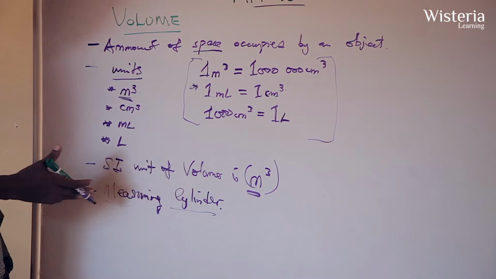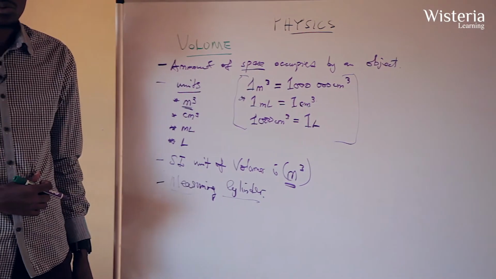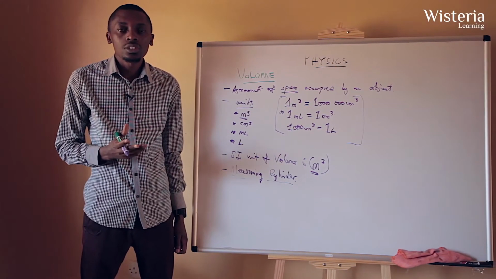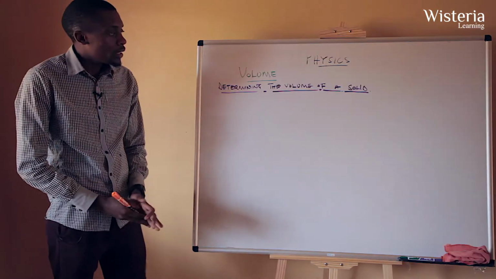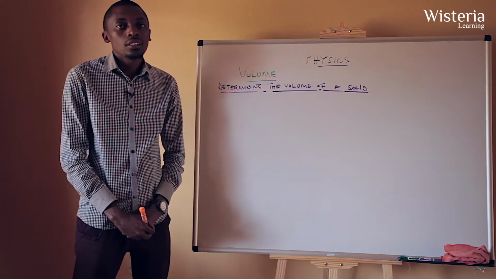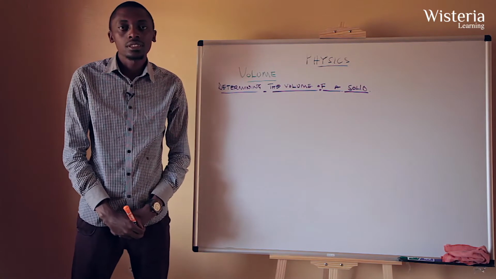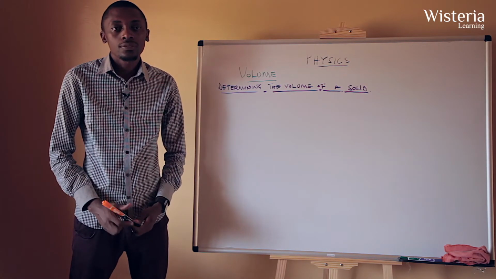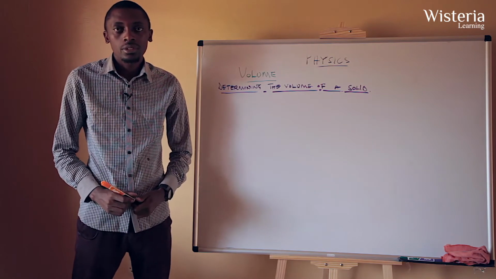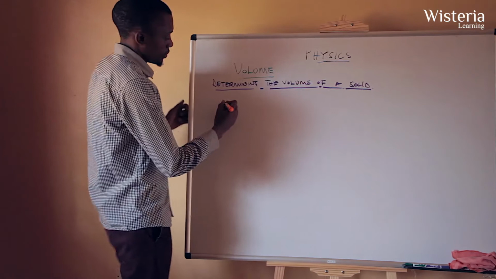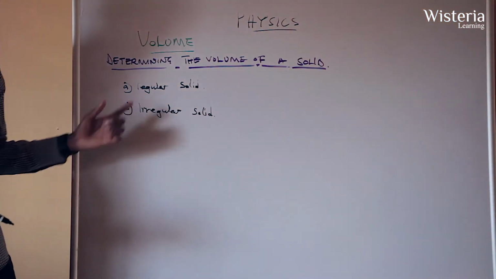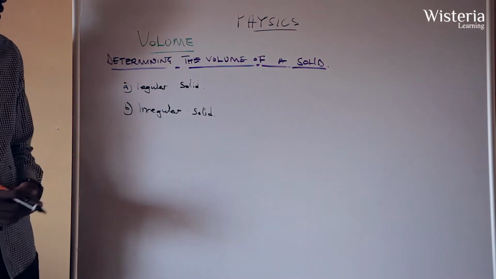Now we are going to move a step further to see how we can determine the volume of a solid. We need to understand that there are two types of solids: regular solids as well as irregular solids.